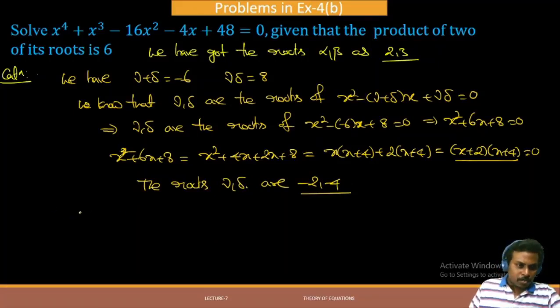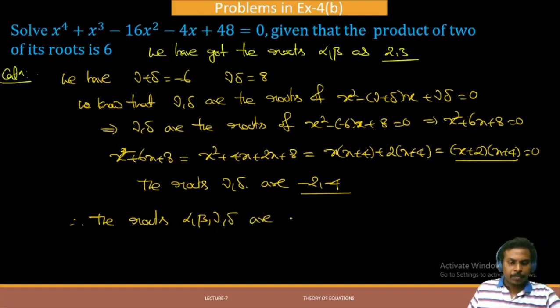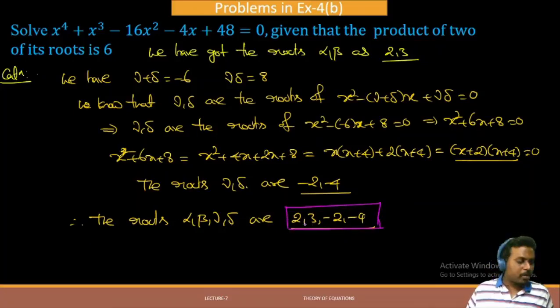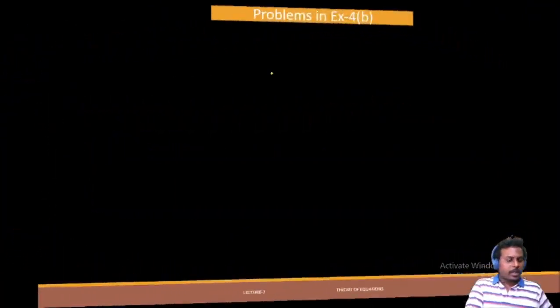Okay, so therefore the roots alpha, beta, gamma, delta are 2, 3, minus 2, minus 4. Okay, so here is the solution. Hope you have understood the solution. Here is our next problem.